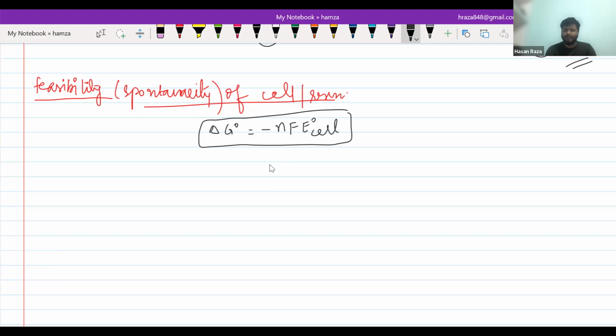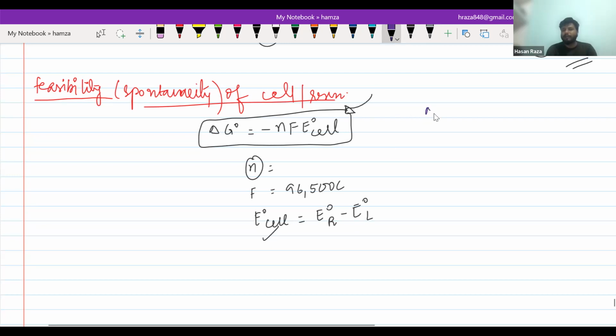You can easily calculate the value of n. n is basically the number of electrons lost or gained. F is a constant, and I told you the value of F is Faraday's constant, 96,500 coulomb. E naught cell has a formula, E naught right minus E naught left. We can use this, calculate the value of E naught cell, and then put the value here.